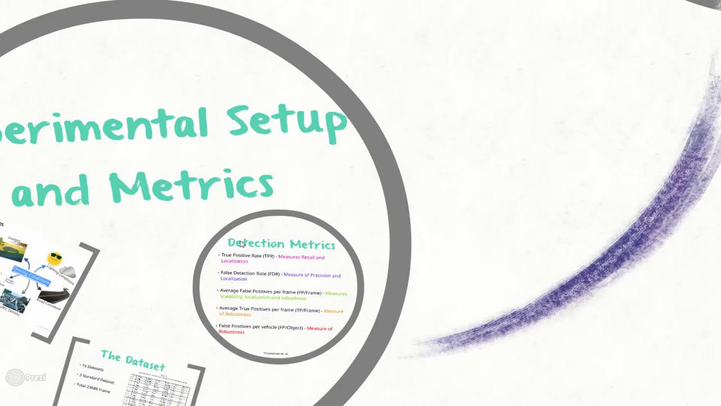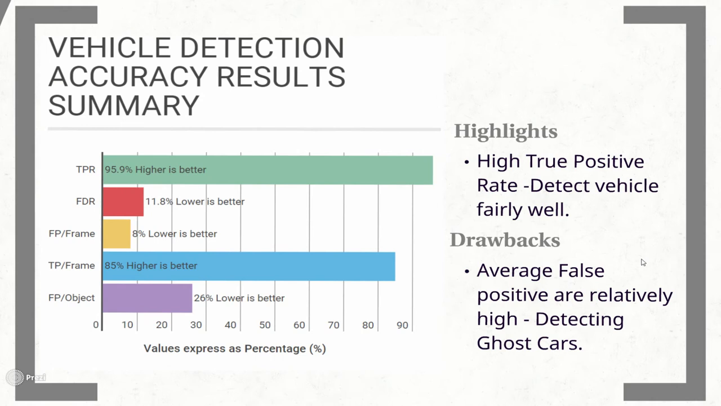Okay, if we look at the results from vehicle detection, let's look at our accuracy results. Our true positive rate is quite high, so our true metrics are relatively high. Our false metrics are okay-ish. Over here, they're not so great. They're relatively high. So if you look at the highlights, we have a high true positive rate, which means we're detecting our vehicle fairly well. The drawback is that the average false positives are relatively high, which means that we're detecting ghost cars, or cars that are not supposed to be there.